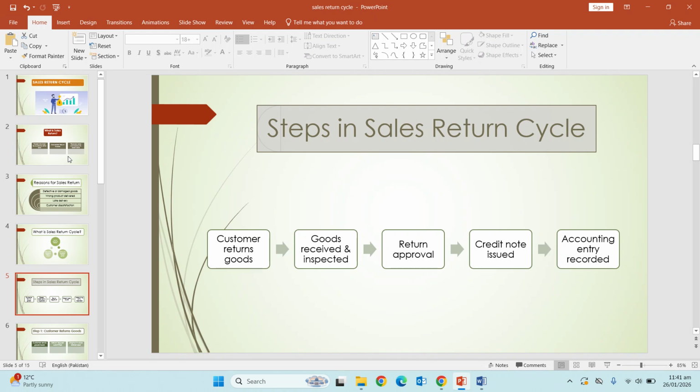So here are the steps in this sales return cycle. The sales return cycle has 5 main steps. The first, the customer returns the goods. Second, the goods are received and inspected. Third, return is approved by management. Fourth, credit note or refund is issued. And finally, accounting entry is recorded in the books of accounts.